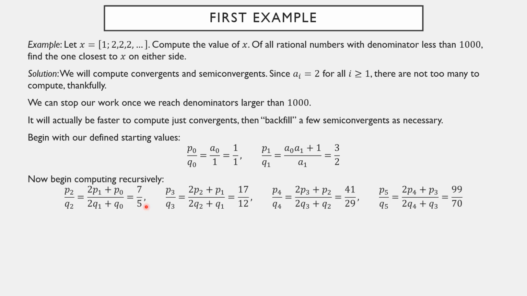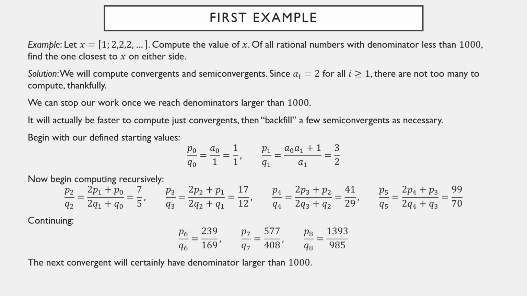So we just keep doing 2 times the previous numerator plus the one before it, 2 times the previous denominator plus the one before that. You can check the computations here: 7 fifths, 17 twelfths, 41 over 29, 99 over 70. If we keep going, 239 over 169, 577 over 408, and 1393 over 985. Okay, the next convergent will definitely have a denominator bigger than 1,000, so I don't want to include it.